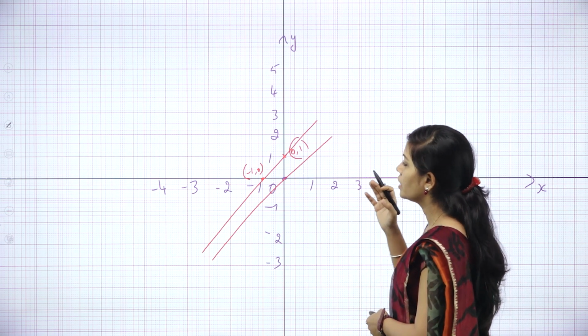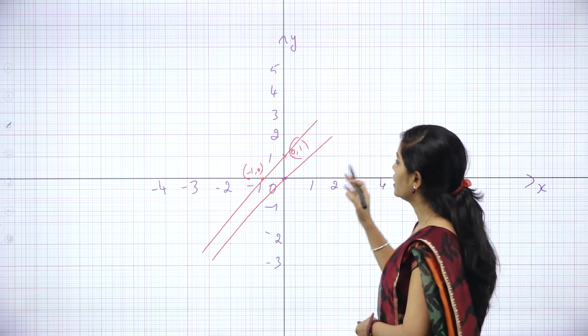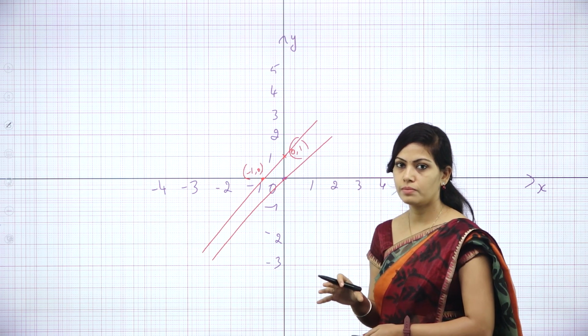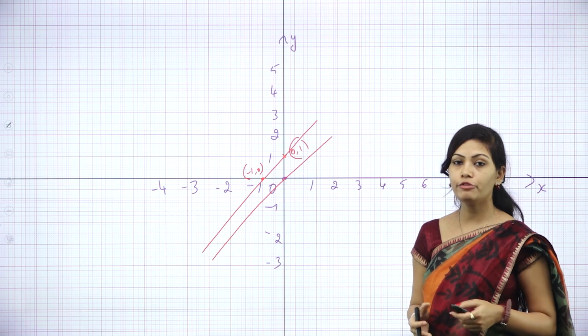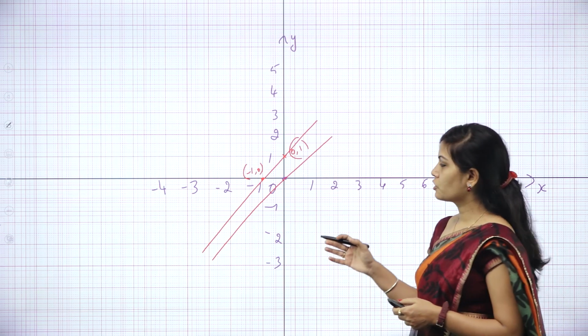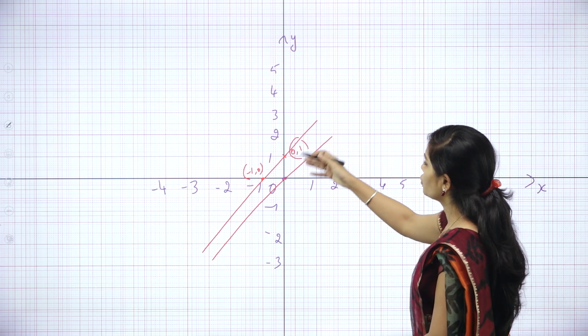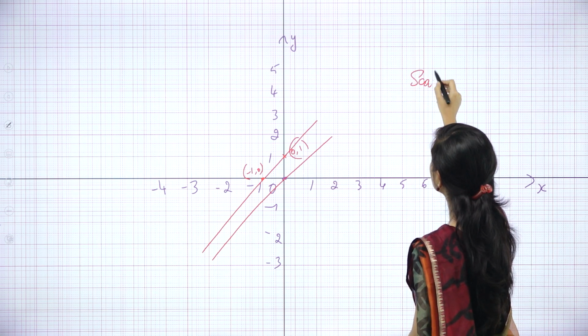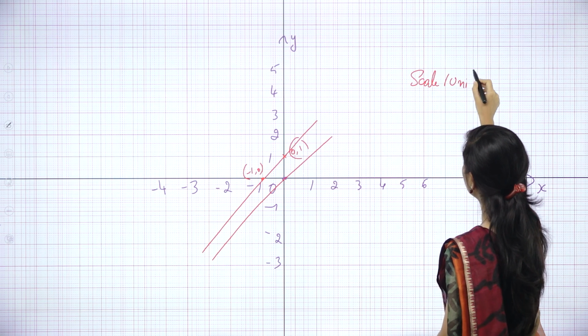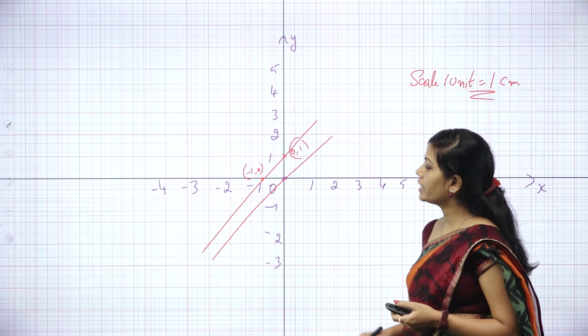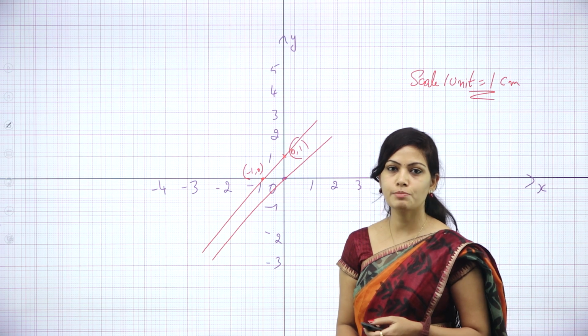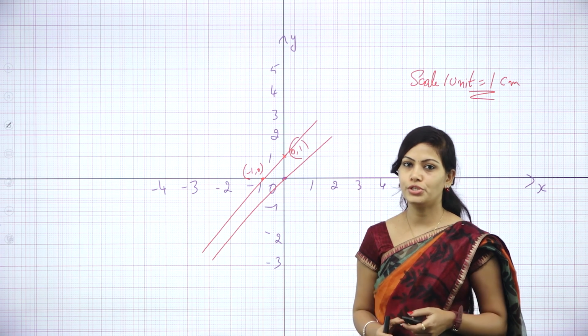So there is no feasible point, so it has no solution. This LPP problem has no solution because we didn't get any feasible point. So this is your graphical method. You can find the scale value here: 1 unit is equal to 1 centimeter. We don't have any feasible point in this problem, so it has no solution.